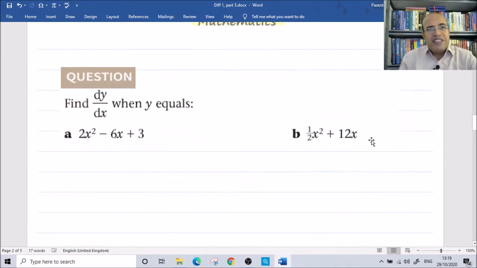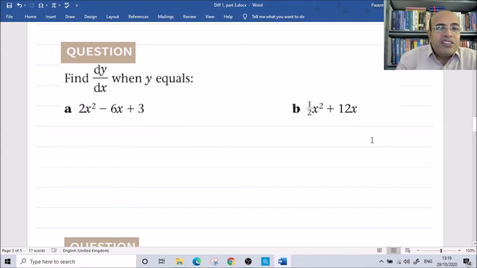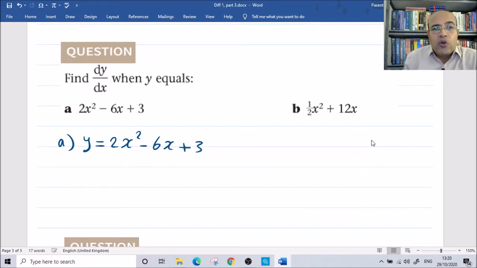Now let us see this question. Find dy by dx when y equals... So in part A, y equals 2x squared minus 6x plus 3. So what is dy by dx?